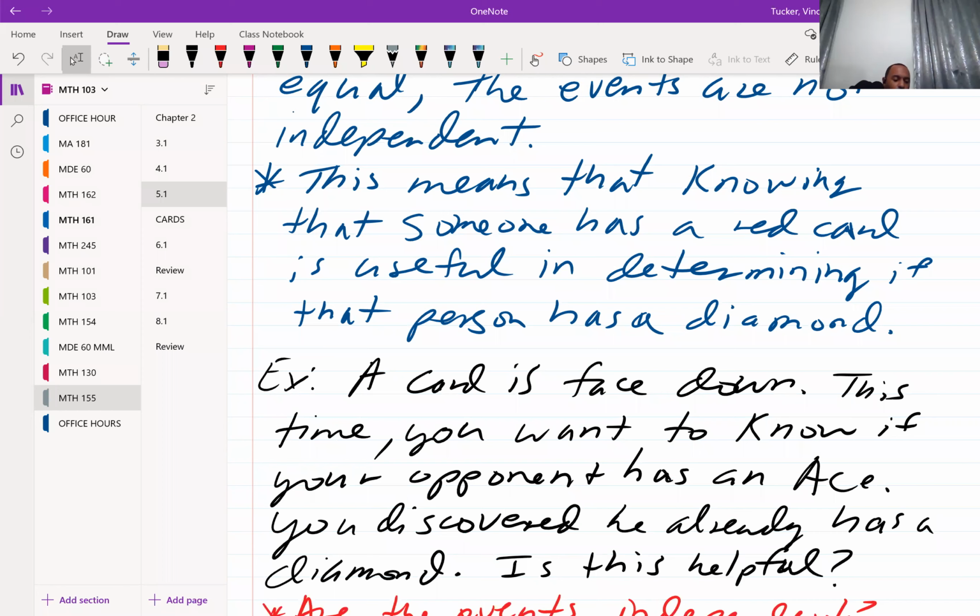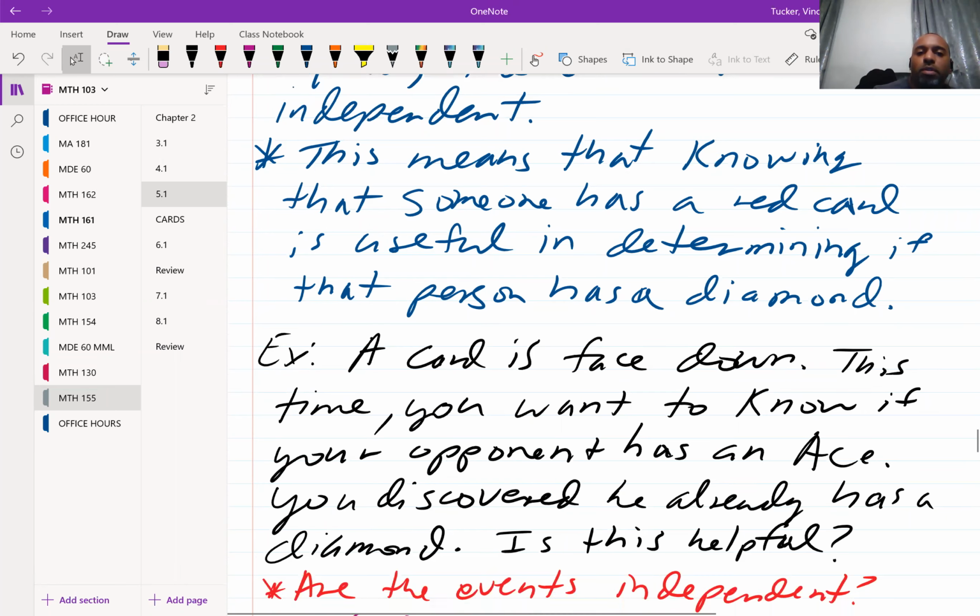So this time we know that our opponent has a diamond. I mean, hasn't yet, has a diamond. We want to know, is that helpful? Because we want to know if he or she has an ace. Anybody still holding on to the blue?